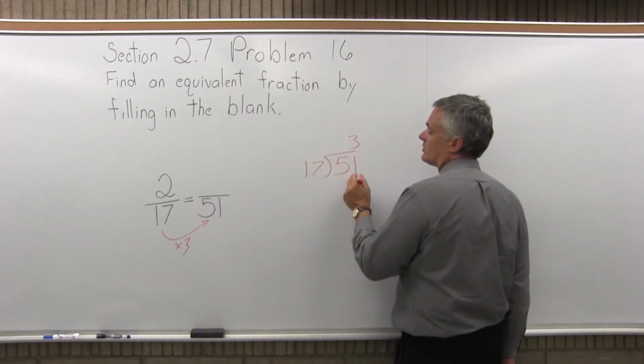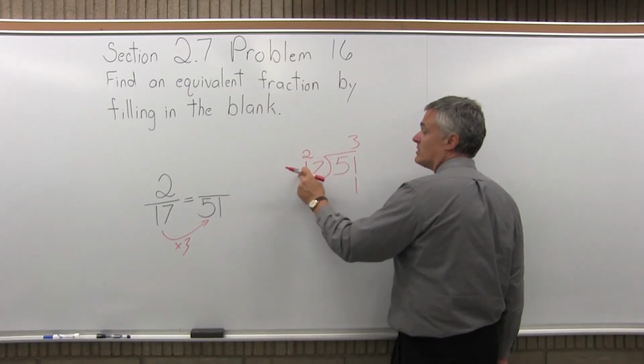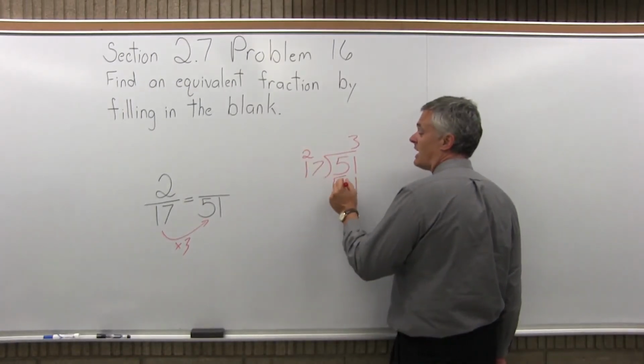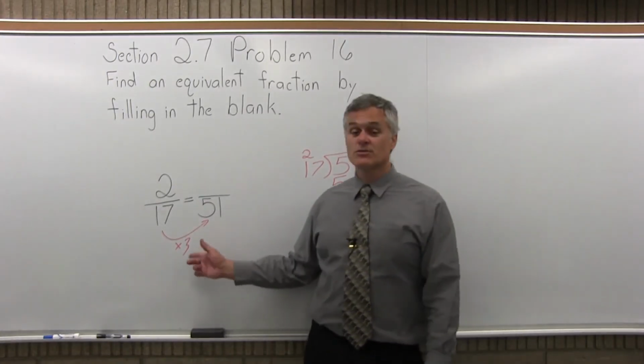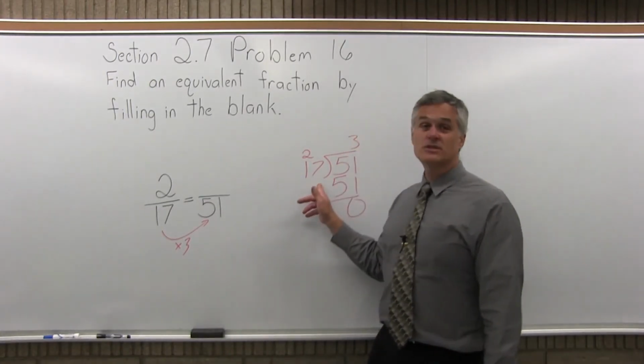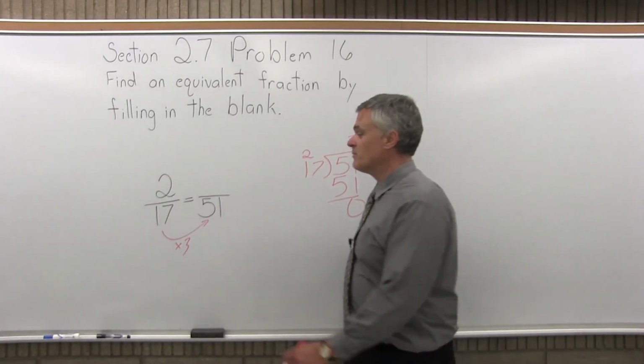3 times 7 is 21. You write the 1, carry the 2. 3 times 1 is 3. 3 plus the 2 more that you carried is 5. So it's 51. You subtract those and evenly, no remainder. So it is 3. I knew it was 3, but if you didn't, this type of division will tell you that it's, in this case, 3, whatever it comes out to.